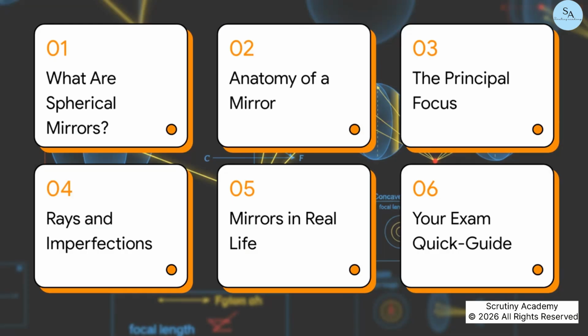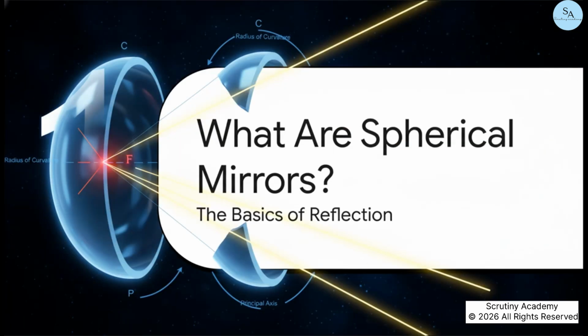All right, so here's our game plan for today. We're going to start with the basics. What are spherical mirrors? Then we'll dissect them, look at the anatomy. After that, we'll get into the principal focus, super important stuff. We'll touch on rays and a few imperfections. Then we'll see where these things pop up in real life. And to wrap it all up, I've got a quick guide to help you nail those exams. Sound good? Let's go. Okay, let's jump right into section 1.